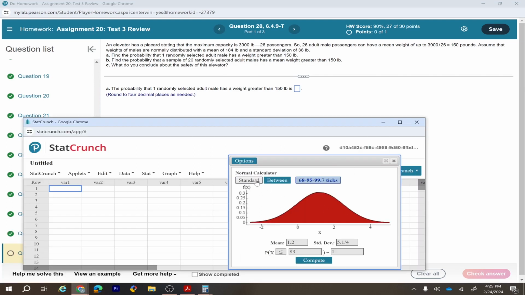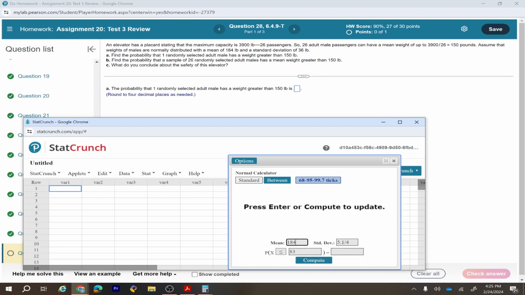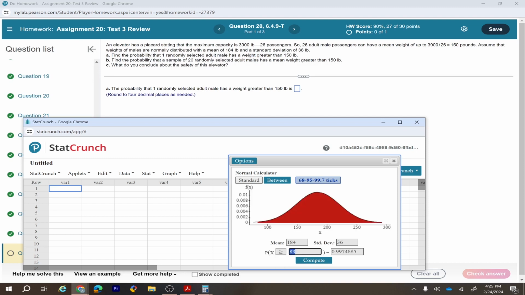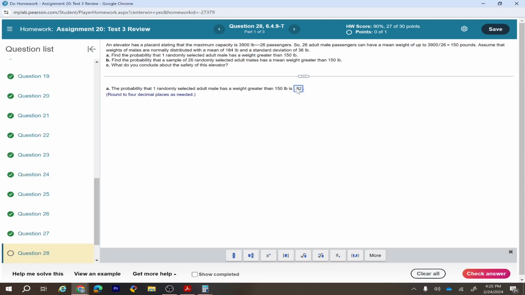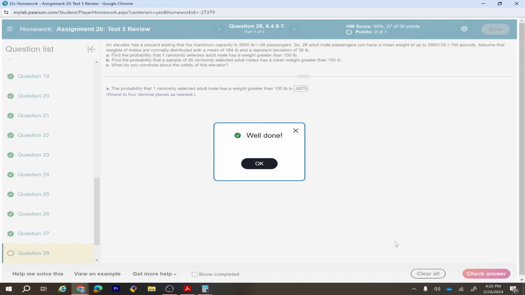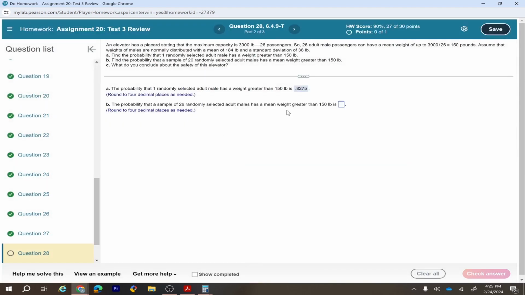Here, use the normal distribution calculator. The mean is given, 184 pounds, and the standard deviation is given, 36 pounds. We would like to find the probability that if you choose one male randomly, the weight would be greater than 150. The probability is 82%, 83%. To 4 decimal places, it's 0.8275. So there's more than an 82% chance that one person has a weight more than 150 pounds.